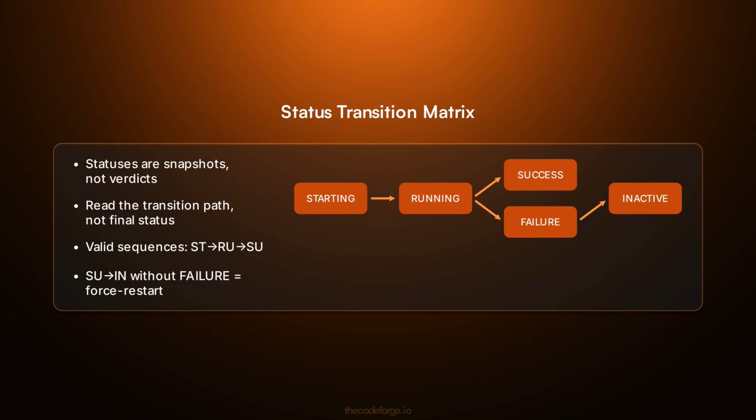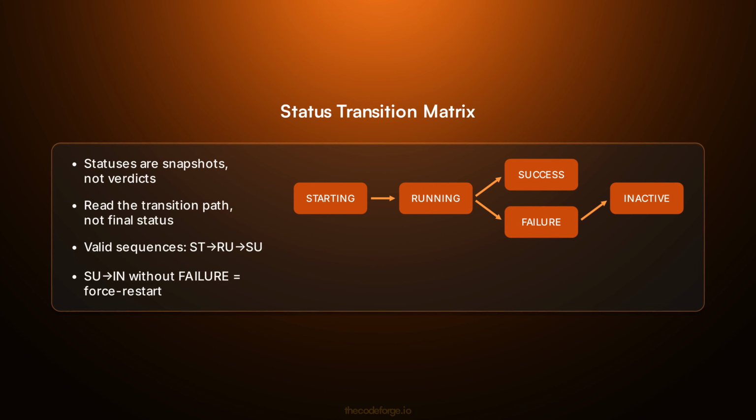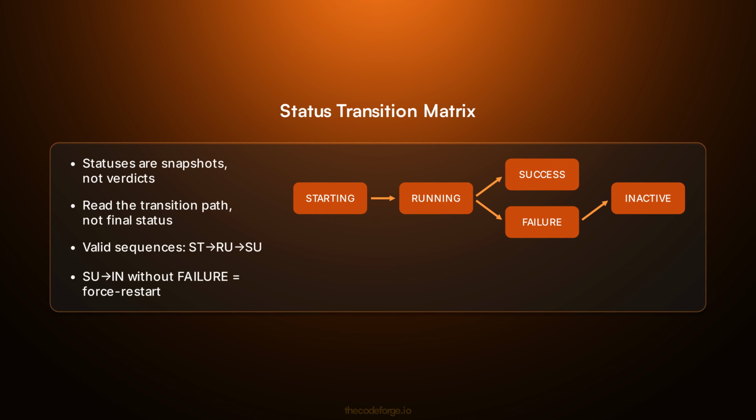Most engineers treat status codes as final verdicts. They're not. They're snapshots of a sequence that can stall at any point. The real skill is reading the transition path. For example, if you see success flipping to inactive without an intervening failure, that's a force restart or database corruption.